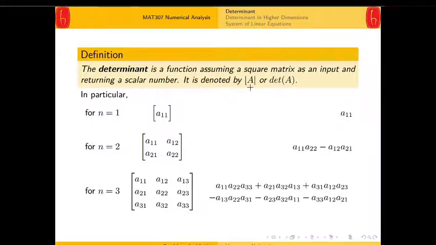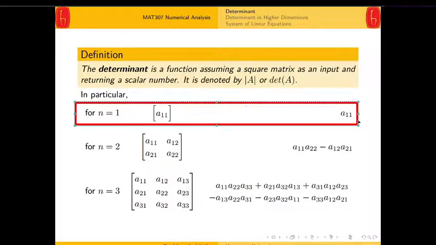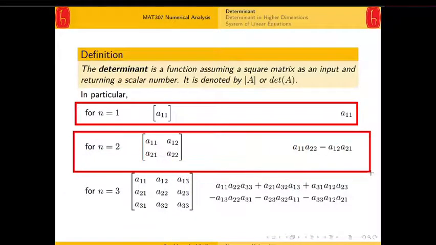The matrix A, it is also like an absolute value, okay, the determinant of A, |A|. In particular, if the dimension is 1, if we have a one-dimensional square matrix, then the determinant will be the number itself, so the entry itself, A11. Okay, so if we have a two-dimensional matrix, then our determinant will be A11 times A22 minus A12 times A21.